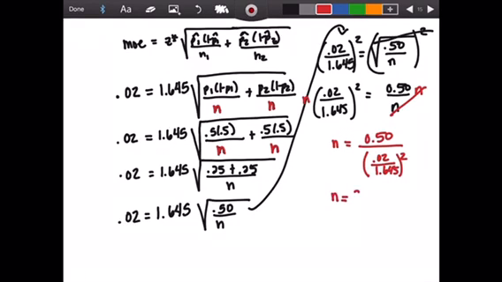N comes out to be 3,383. Remember, we always round up when calculating sample size. So our total sample size would need to be 3,383 people that we are polling. Now, we said in this case we polled the same sample size from Texas and from California. So our sample size would need to be 3,383 polled from each.